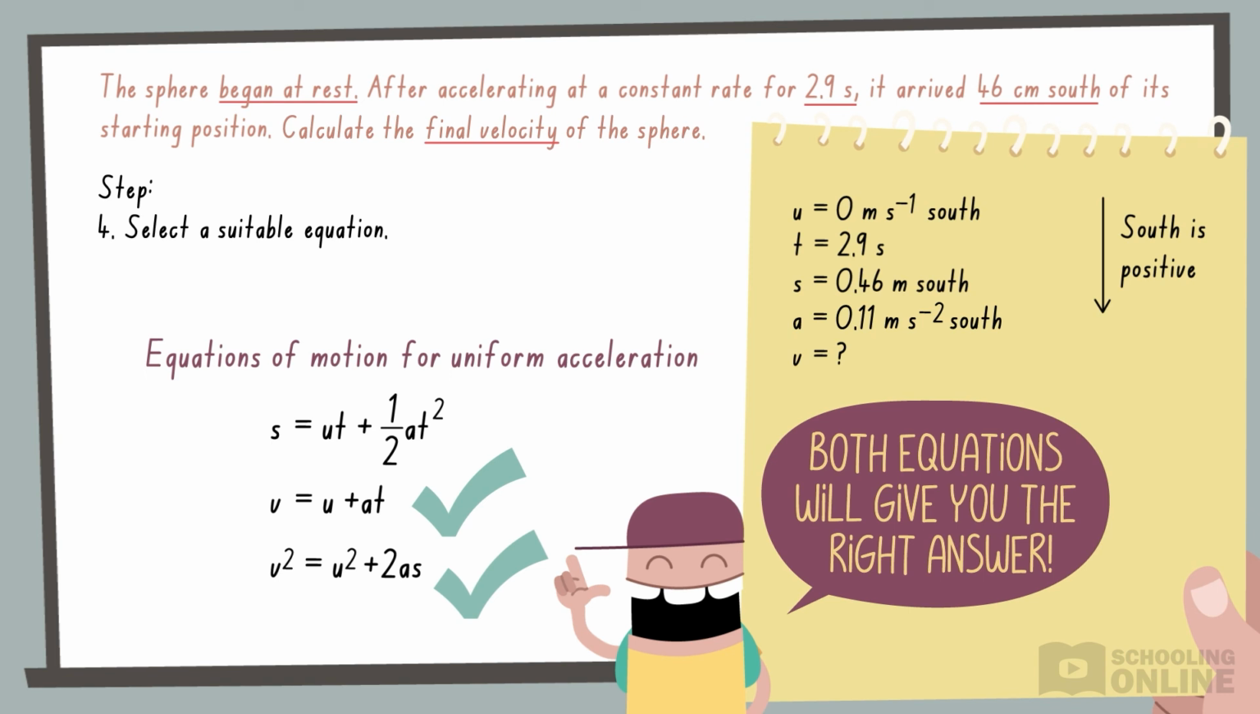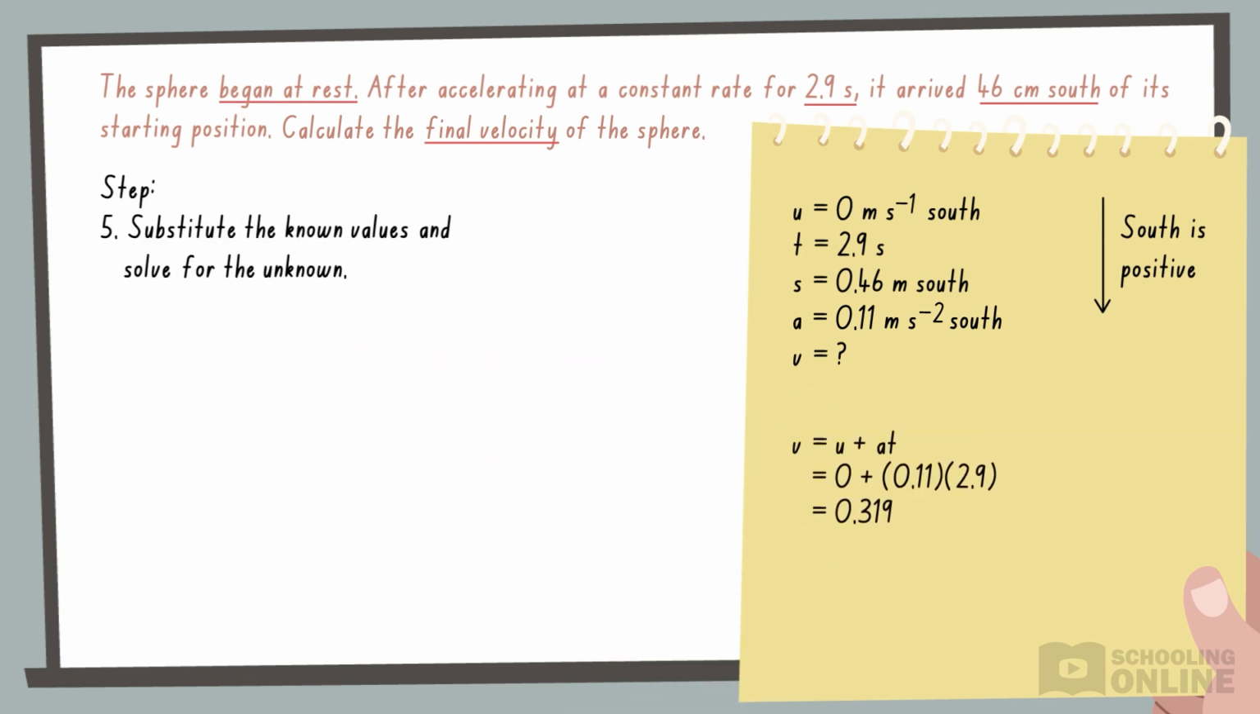We're going to use the equation V equals U plus AT, since this is simpler. Finally, we substitute all known values into the equation. The final velocity is 0.32 metres per second south to 2 significant figures.